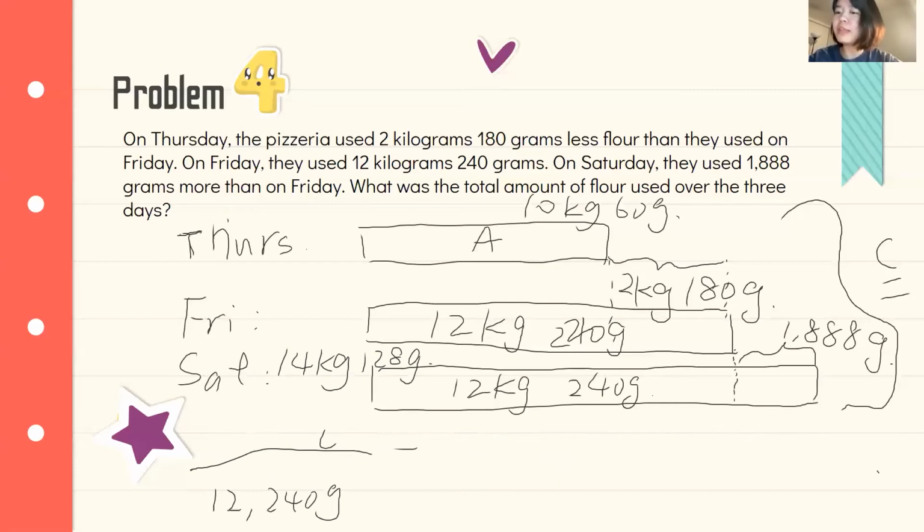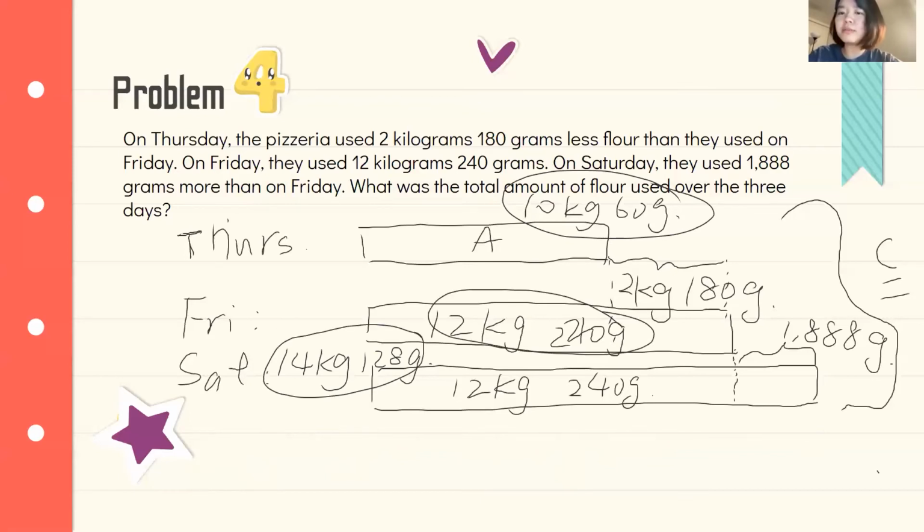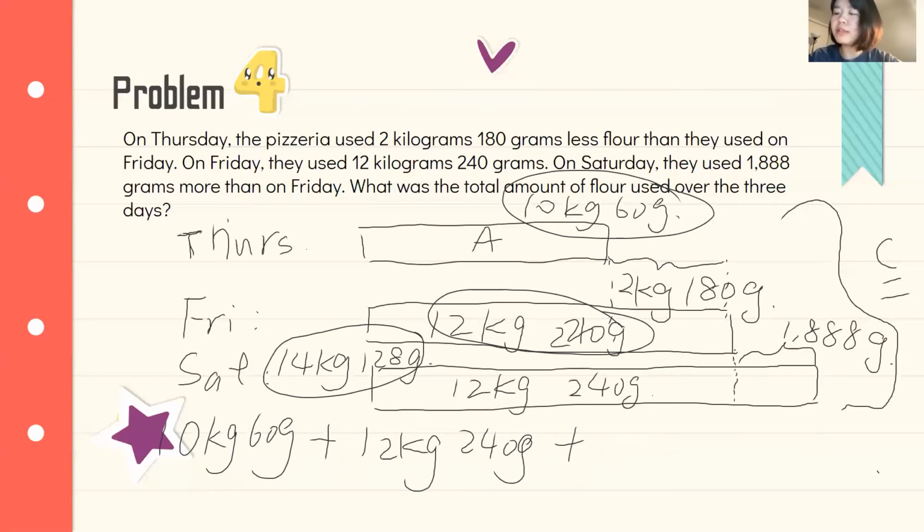And our final answer is asking for the total amount of flour they used over 3 days. So we have to add all 3 numbers together. So this number, and this number, and this number. So 10 kilograms, 60 grams, plus 12 kilograms, 240 grams, and plus 14 kilograms, 128 grams.